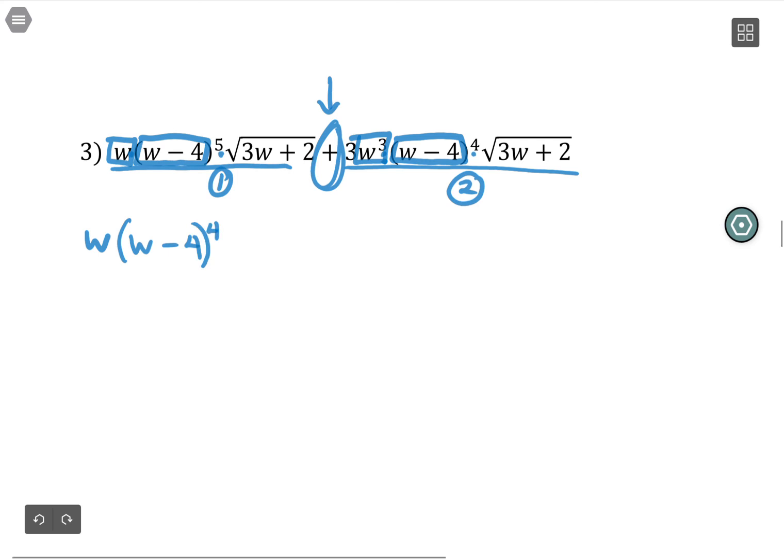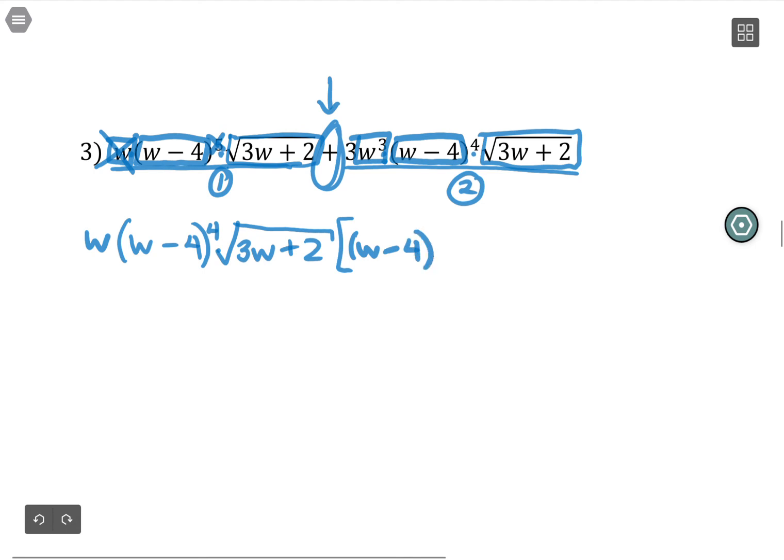And then the last chunk I have is this root 3w plus 2. And that entire thing appears in both of them. So I'm going to take that out as well. And then it's just a question of what's left over. So I took the w, it's gone completely. I took 4 of the w minus 4s, but that does leave me 1. And then I took the root 3w plus 2 completely as well. So from that whole first thing, all I have left is a w minus 4.